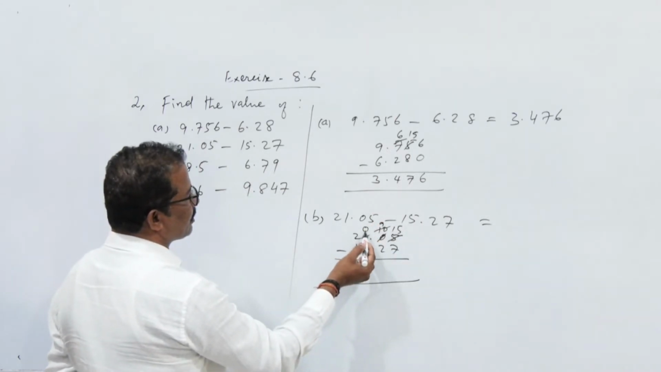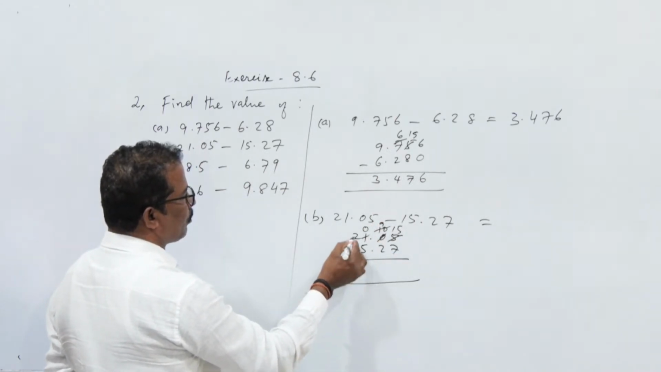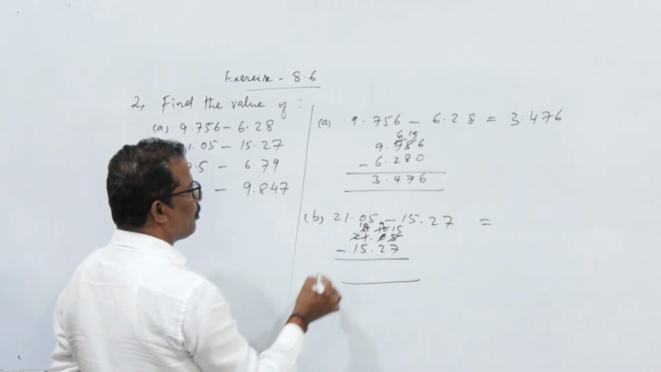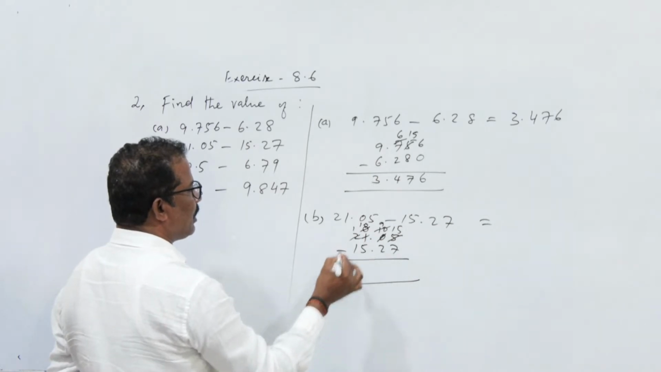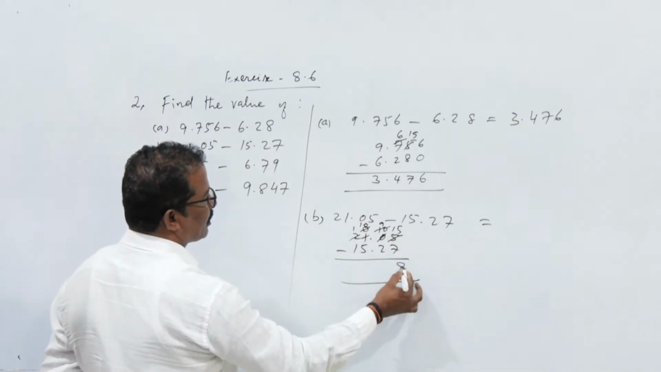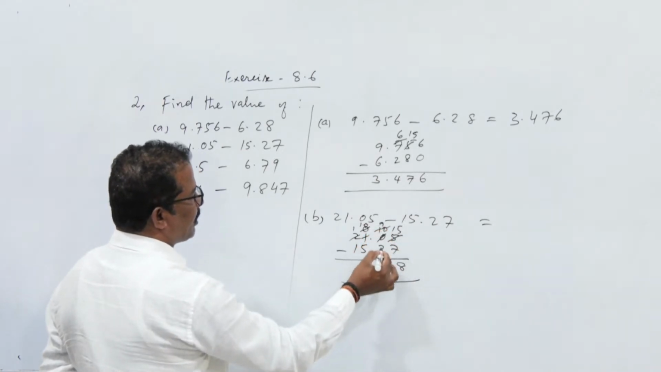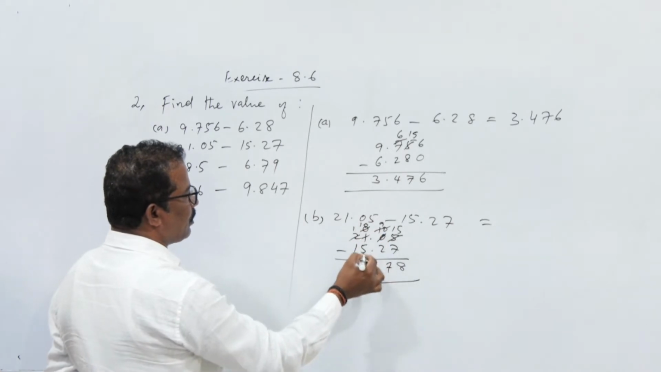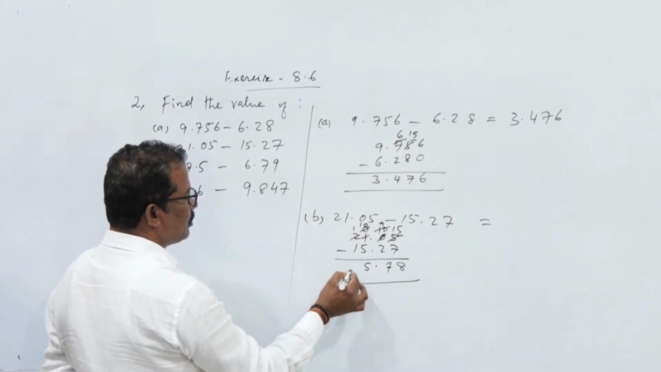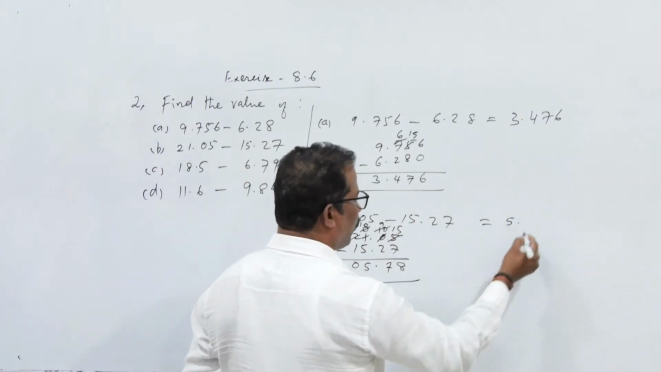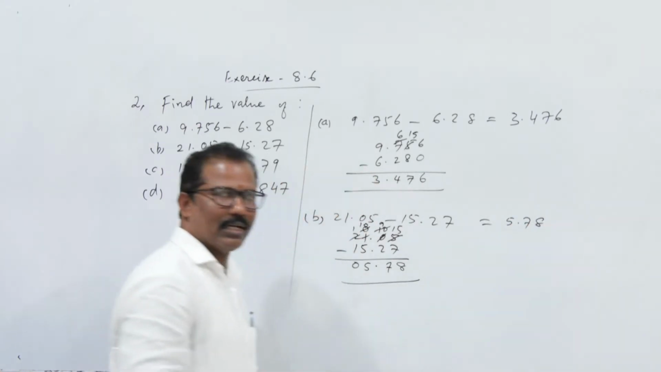And see in this case, from 0, 5 is not possible to subtract. From this 2 we have to again borrow 1. Now this 0 becomes 10 and from this 2 it is now 1 only. Now we can subtract. 15 minus 7 is 8 only and 9 minus 2 is 7, then a decimal. From 10 if you subtract 5 means 5 remaining, 1 minus 1 is 0 only. So what is the difference we got here? That is 5.78 only. Understand?